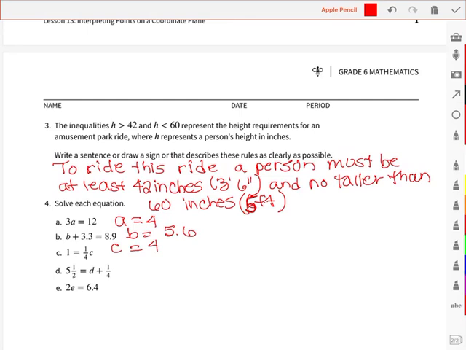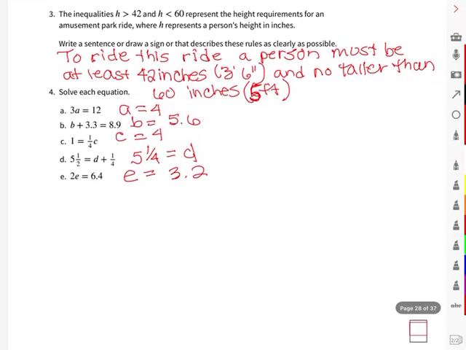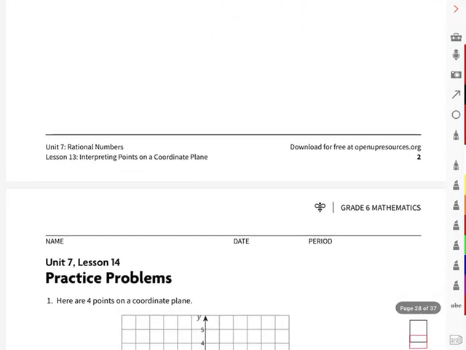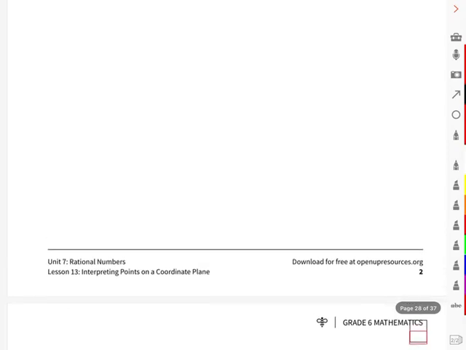D is 5.5 is equal to D plus 1/4. So that would be 5 1/4 is equal to D. And E, 2 times what equals 6.4? And that would be 3.2. That's it for practice problems for lesson 13.